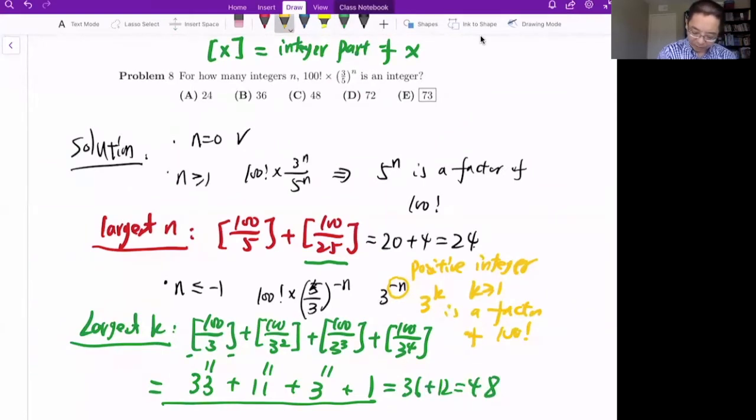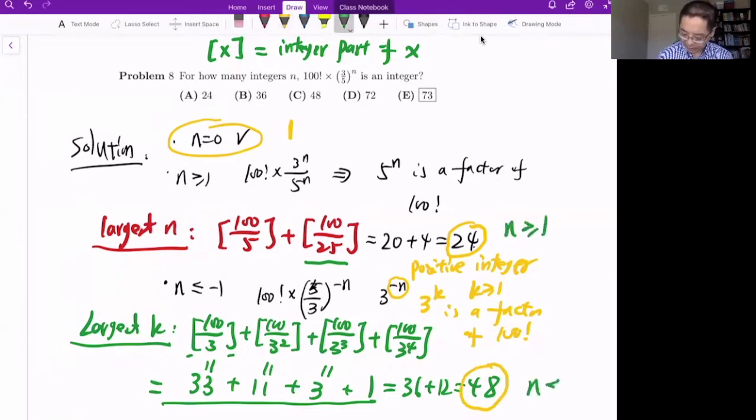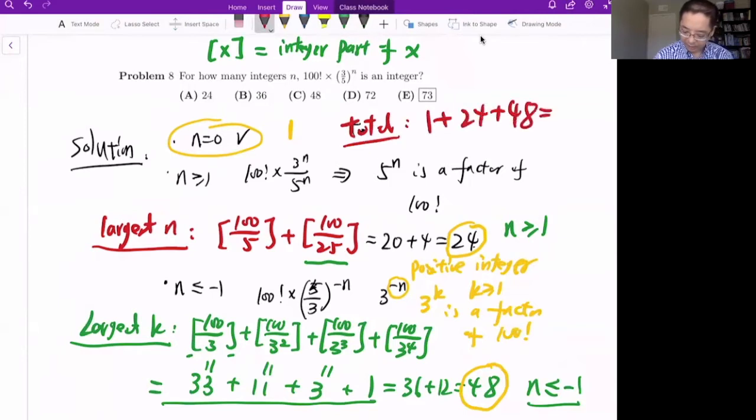All right, so we have 3 numbers. The first one is 1, so this is only one case, that's just 0. And then we have 24, which is for the positive integer n, for n greater or equal to 1. And 48 is for the negative n, for n less than or equal to negative 1. So in total, what is the total? The total is 1 plus 24 plus 48. That is 73.